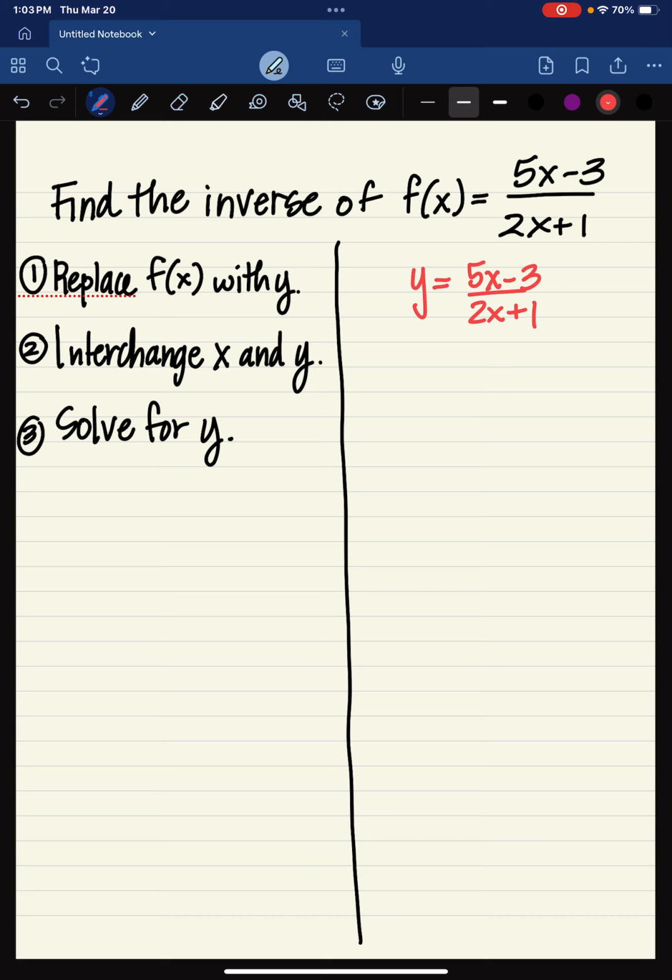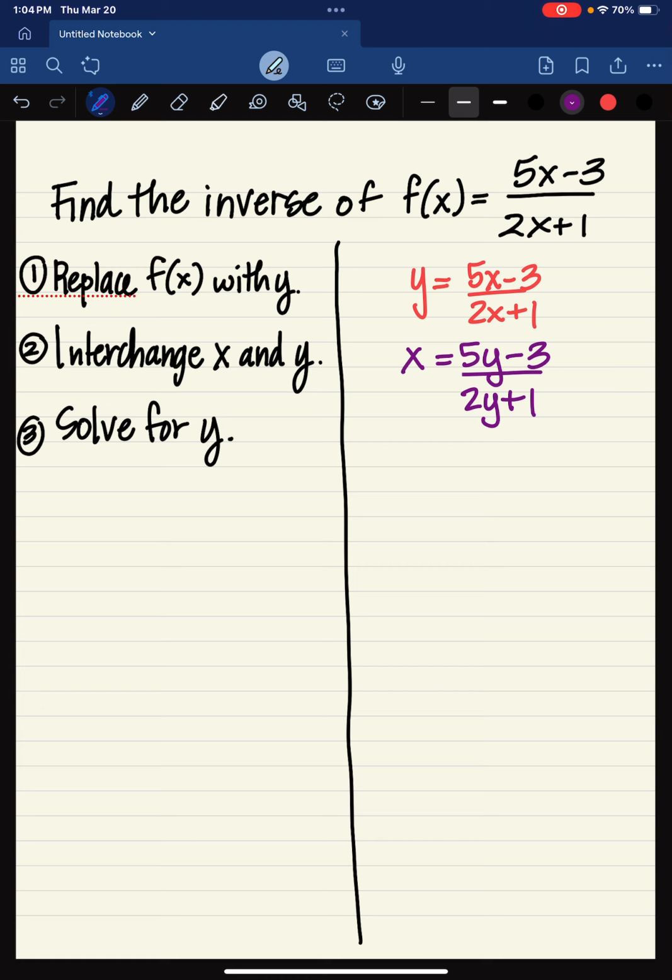Okay, so that's step one. Step two says interchange x and y. So everywhere you see an x, write a y, and everywhere you see a y, write an x, even if it's more than one. So this y becomes an x. This x becomes a y. And that's how it would look. So those are steps 1 and 2.